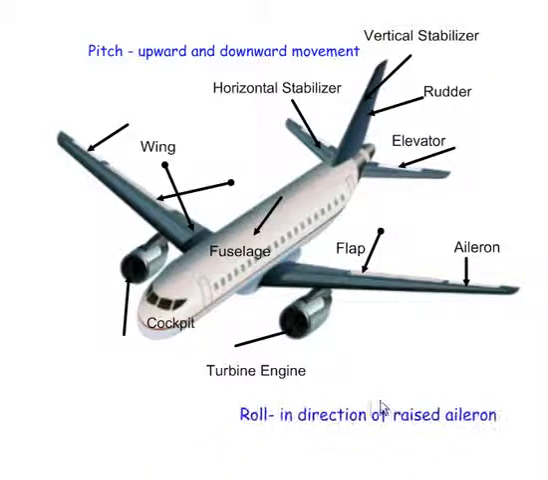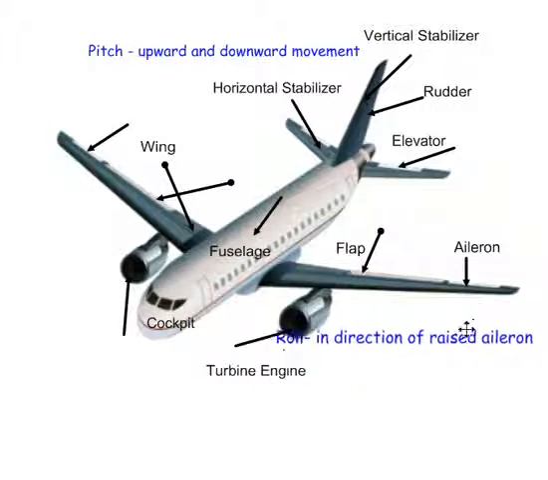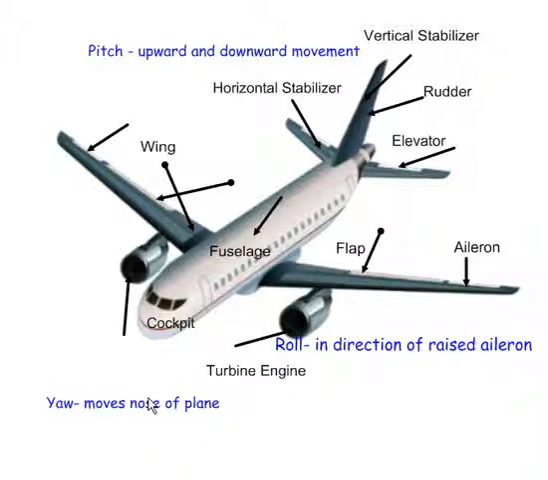Then we have the roll, and the roll is caused by the ailerons. So if we turn the left aileron up and the right down, we would roll to the left, and vice versa. And finally the yaw, which moves the nose of the plane, but it actually occurs right back here. So maybe I'll just move it back in this section because it occurs because of the rudder. So those are the parts of the plane and their functions.